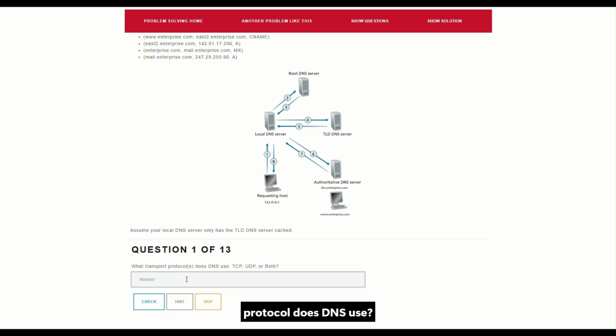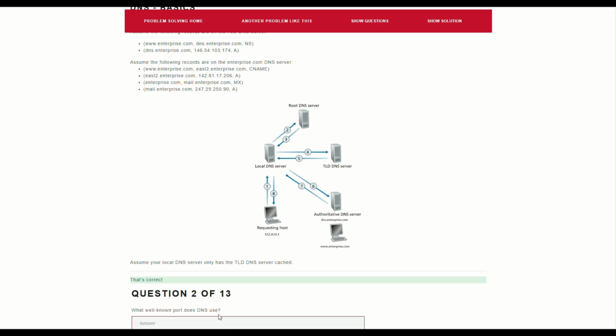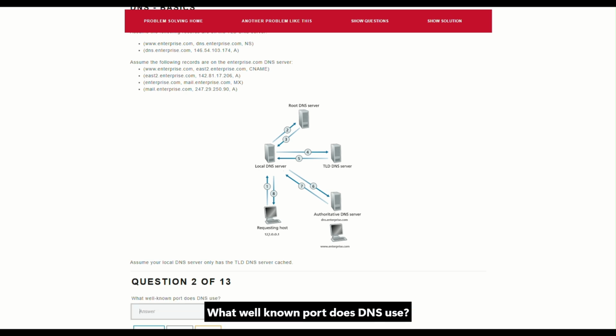Now, what transport protocol does DNS use? DNS generally uses UDP, but in some cases, such as zone transfer, it will use both. What well-known port does DNS use? DNS uses port 53.